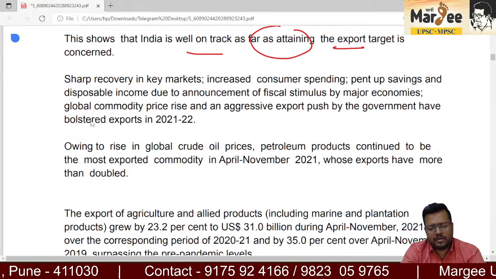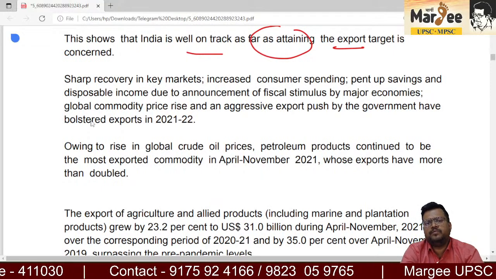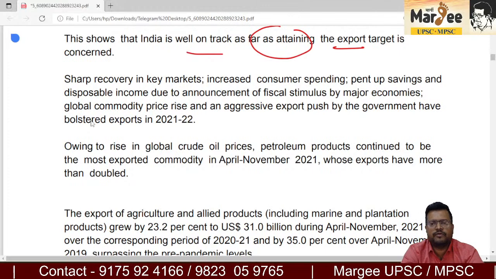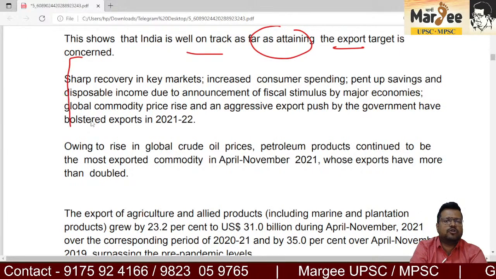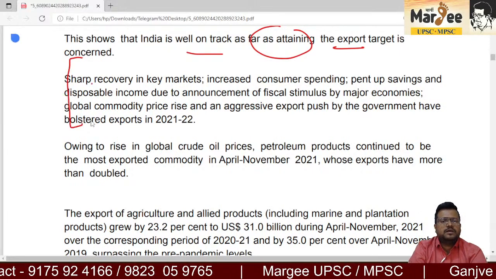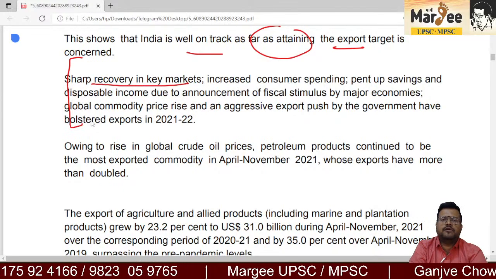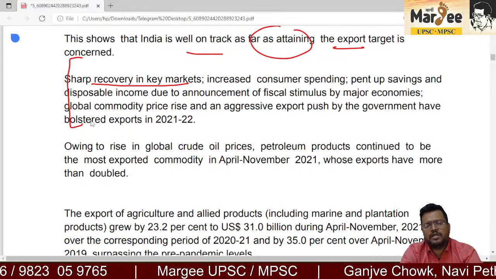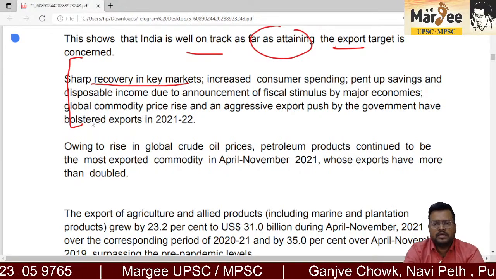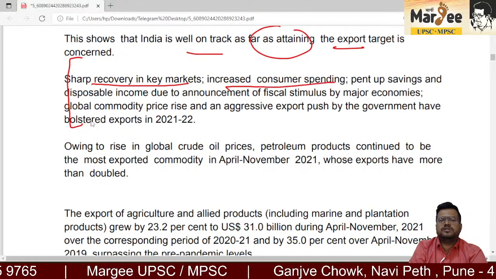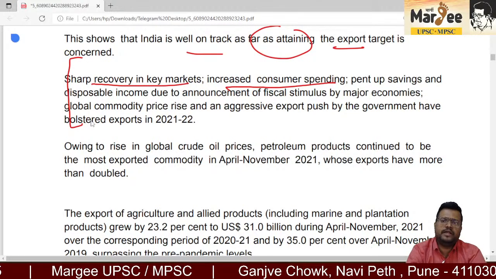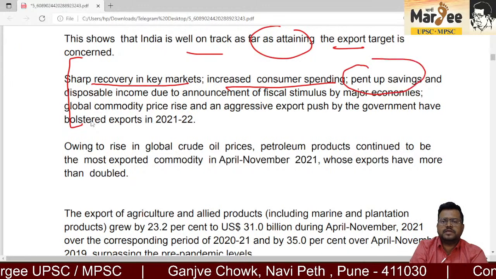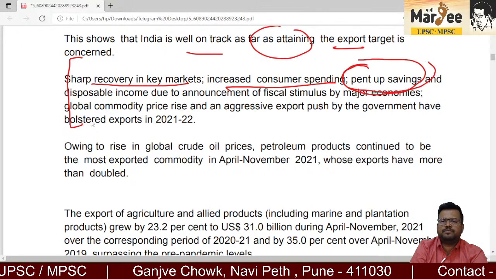Why is this export-led positive side visible in the context of India? कशामुळे एक्सपोर्ट आपण तितका अचीव्ह केला याचे रिझन्स इकॉनॉमिक सर्व्हेने दिलेले आहेत. One reason is sharp recovery in the key markets. जगातल्या महत्वाच्या मार्केट्स मध्ये रिकव्हरी झाल्यामुळे आपल्याला तो स्कोप मिळाला एक्सपोर्ट करण्यासाठी. Then increased consumer spending after the COVID-19. Consumer spending has increased. Pent up saving. This is a term that you must understand. What is pent up saving?